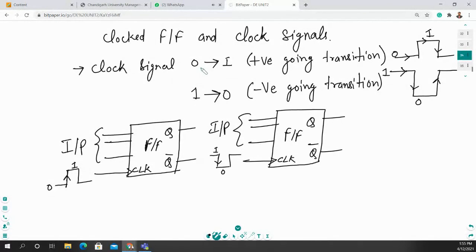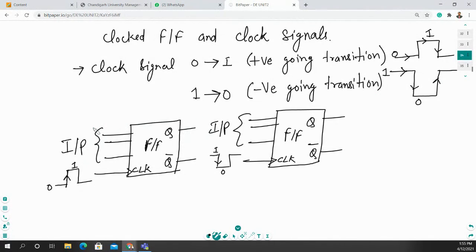That clock signal will change from 0 to 1, and that is called a positive going transition. As you can see, this signal is going from 0 to 1, so we can call it a positive going transition. And this signal changes from 1 to 0, then it is called a negative going transition. You can see the waveform right here. This signal moves from 1 to 0. Okay, so this is a positive going transition and the negative going transition.